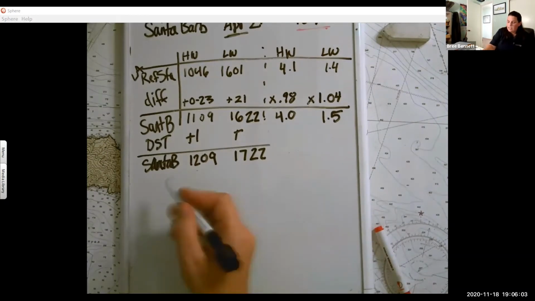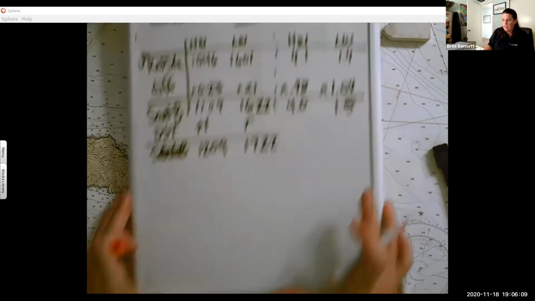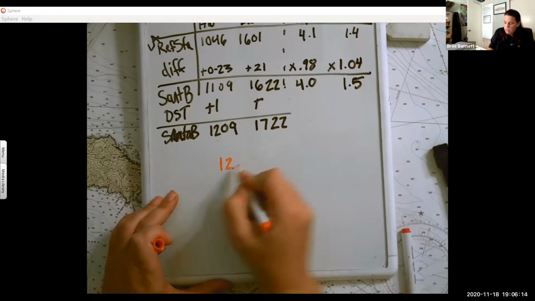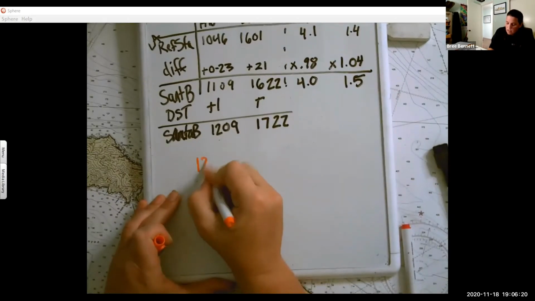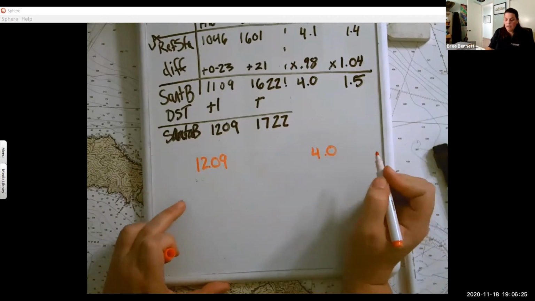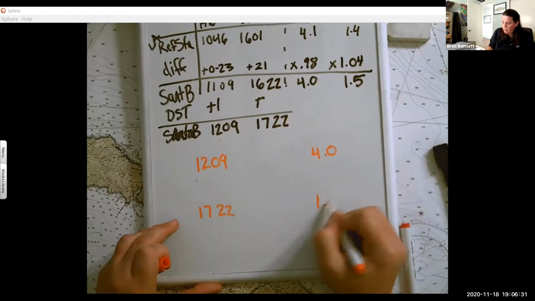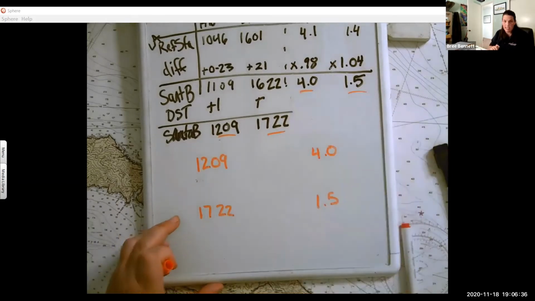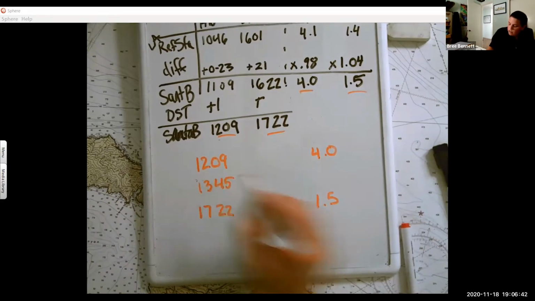So this is kind of our snapshot, and it's a little messy, so I always like to rewrite it, and then it goes into my little brackets. So I have 1209. I'm going to put it over here. 1209, the tide is 4.0 feet in Santa Barbara. At 1722, the tide is 1.5 feet. So that's what my calculations gave me. And I want to know, what is the tide at 1345?